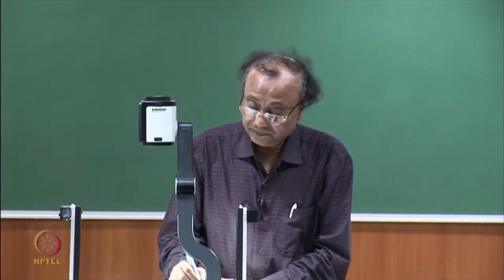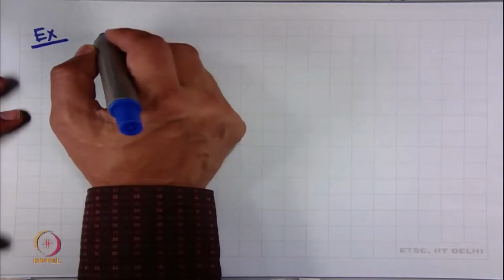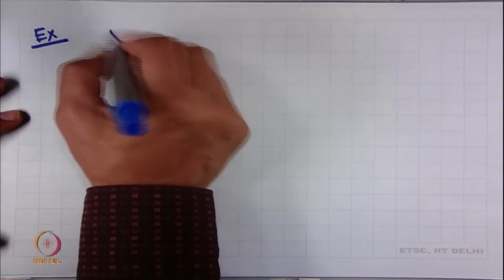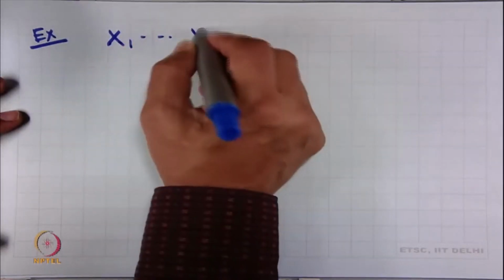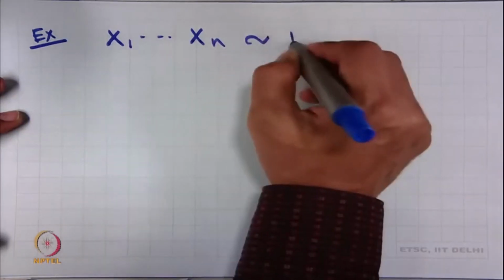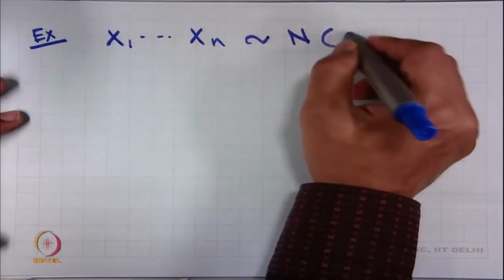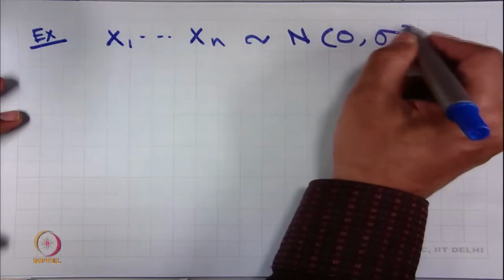Consider again a normal population such that x1, x2, ..., xn are from normal 0, sigma square.